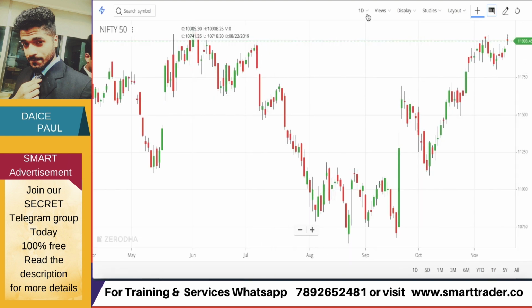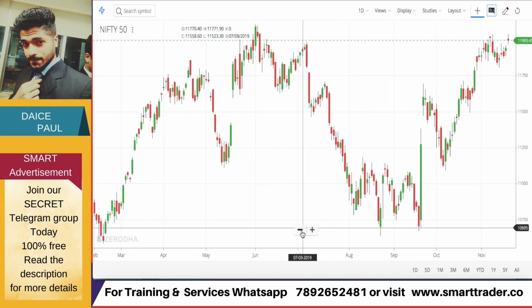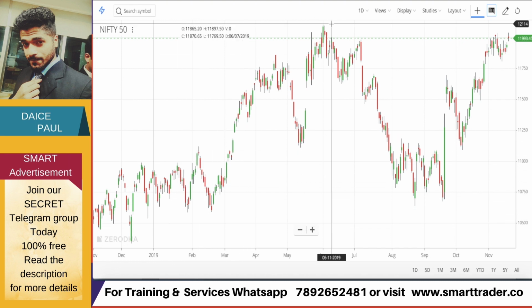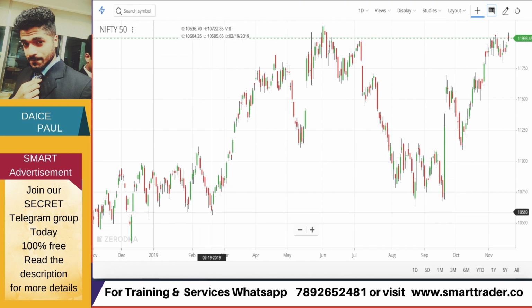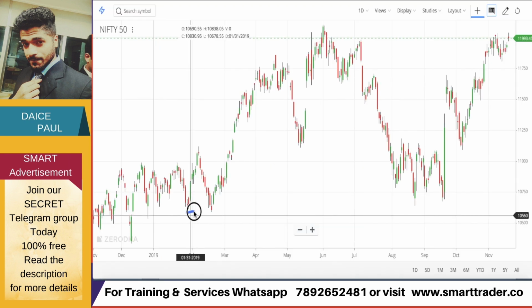So this is a Nifty 50 chart. Let's put 1 day, okay. So this is how the Nifty 50 chart looks. Now if you see a 1 day candle example, you see here you're getting a support. Let me draw this. You see here, somewhere it is touching here and then it went up. So this one is acting like a support here.